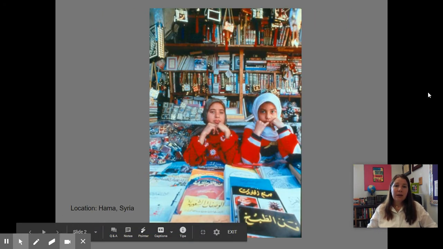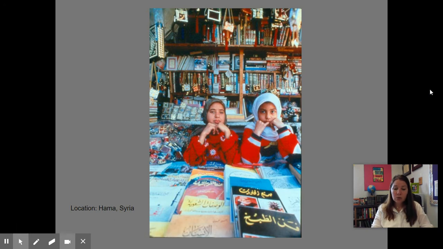Let's start first with a picture of two young ladies. In this slide, we see two Syrian girls working as vendors in a booth at the Al Hamabi Square in Hama, Syria. These girls are very young to be working. One is 12 and one is 14. They are vendors at a marketplace, which means they are selling books and magazines.